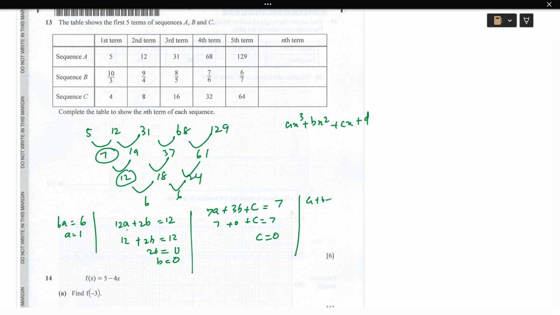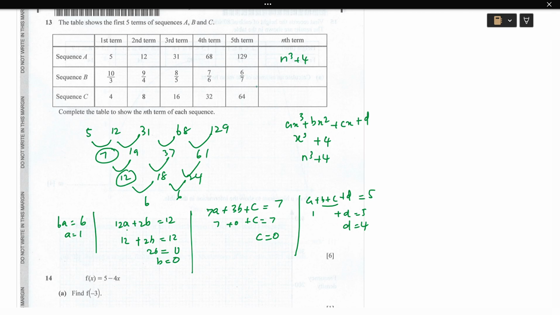a plus b plus c plus d equal to 5. Here a value is 1, so these two are 0, so plus d equal to 5, so d equal to 4. So we'll put it here, a equal to 1, which is x cube plus the last d equal to 4. That's it. So it's the nth term, so we'll write n cube plus 4. So the first answer is going to be n cube plus 4.